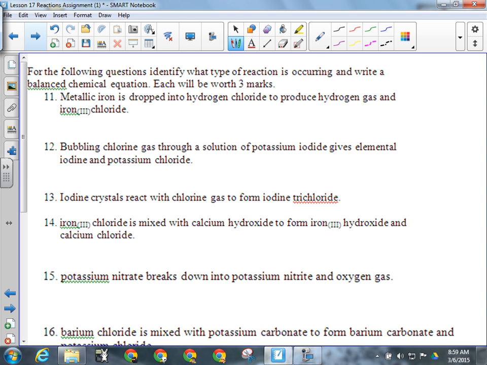For the second set of 10 questions, marks are different now. The reactions are given to you in words, so you need to write them in formula form. You're going to get 1 mark for identifying the reaction type. Please remember to do that. That's the easiest mark in this set of 10 questions. Write it in words. You're going to get 1 mark for that, and you're going to get 1 mark for balancing it.